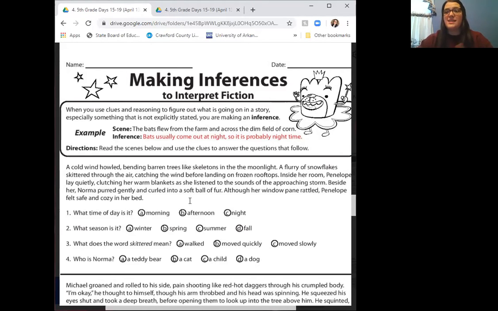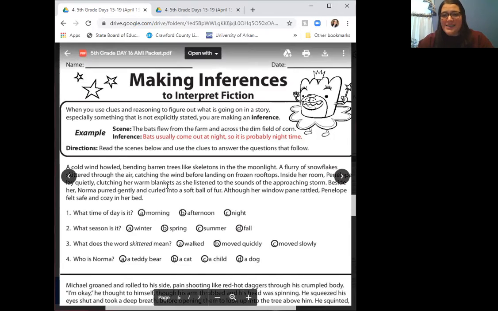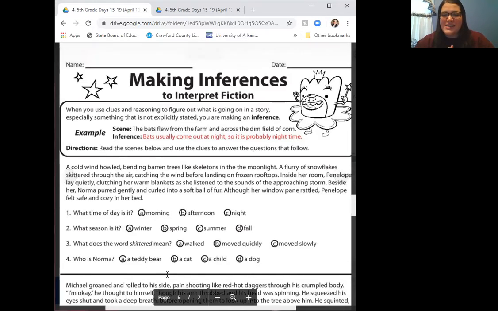What time of day is it? So what can you infer is the time of day? Is it morning, afternoon, or night? So what can you infer from reading that little passage? What season is it? A, winter, B, spring, C, summer, or D, fall. So what can you guess or infer? You're making an educated guess when you infer. You're using what you know from the passage to answer the question. So what season is it?